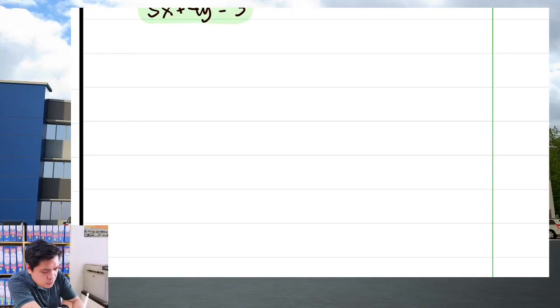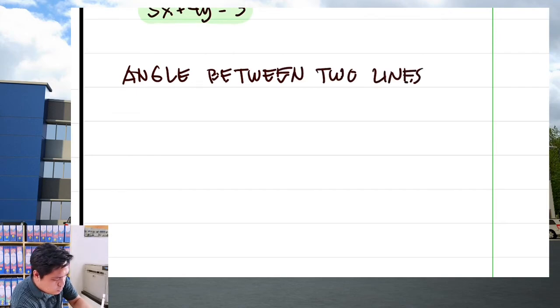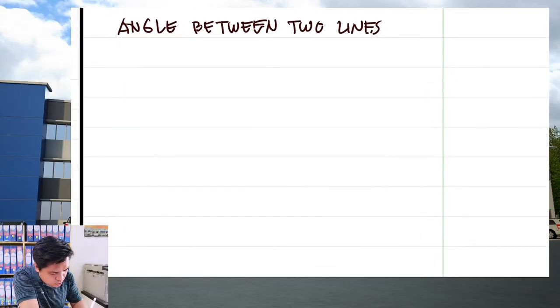Okay, now this time we'll tackle the angle between two lines. We're done with inclination kanina. So, how about the angle between two lines? Okay. So first, let's have this illustration.